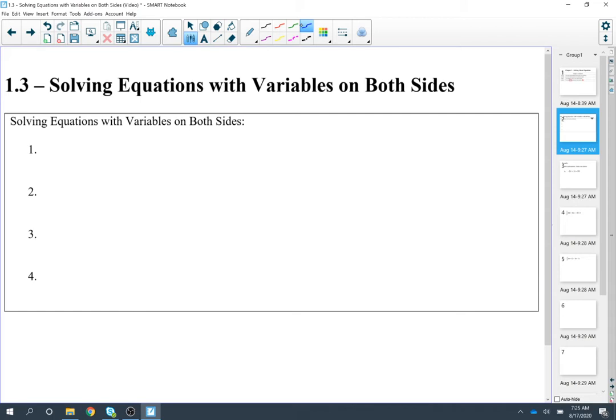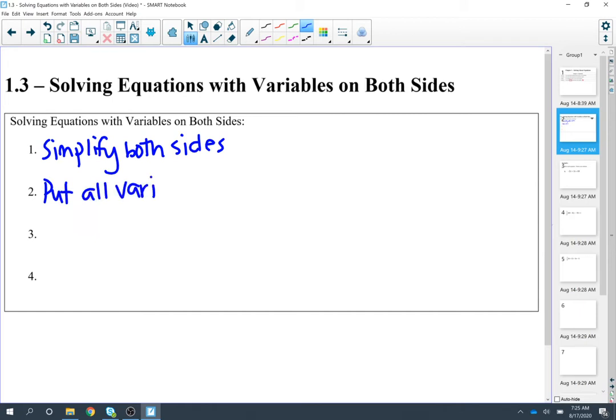For this, I'm going to break it down into 4 steps. Step 1, simplify both sides. And then on the end of that, we put an "if necessary." Sometimes it's necessary, sometimes it's not. Step 2, put all variables on one side of the equation.